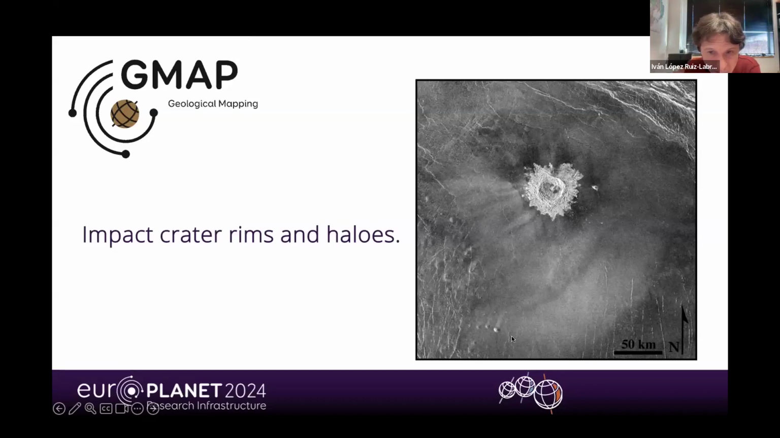And you can see a very beautiful example of how the wind is blowing towards the northeast and produces these wind streaks in the volcanoes because of the presence of these small dust particles that are removed by the wind.